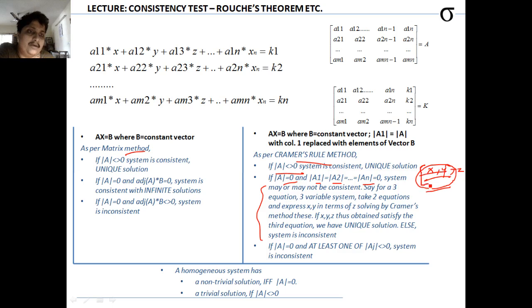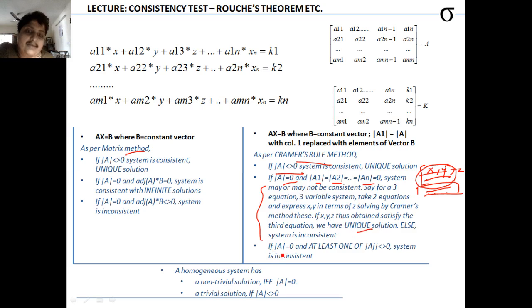Once you get x and y in terms of z, the solution will come through, of course, through the Cramer's rule method, and then you will substitute that into your third equation, x, y, z, and if it satisfies that, then you know that the system has a unique solution. But otherwise, if it doesn't satisfy, then the system will be inconsistent.